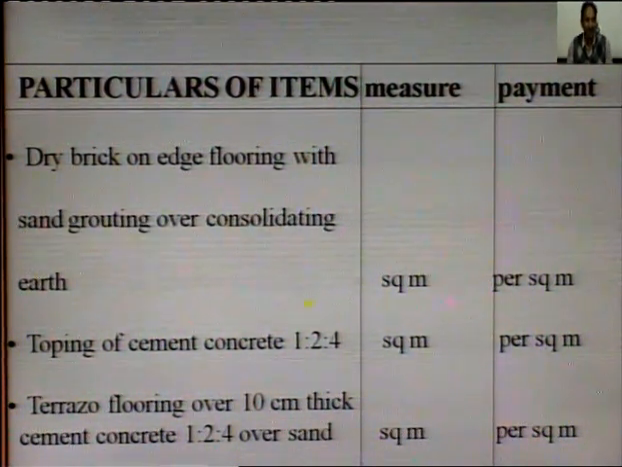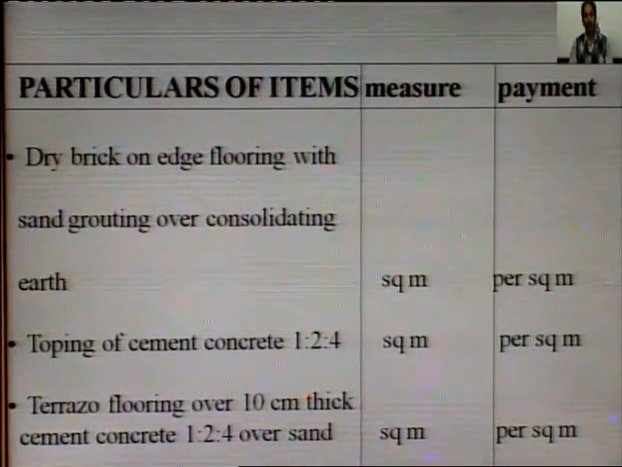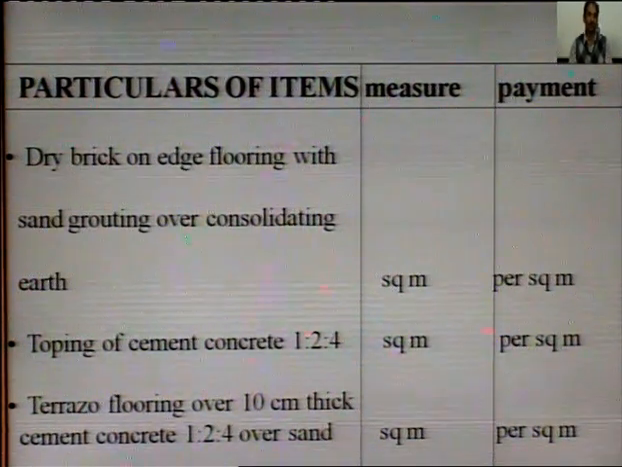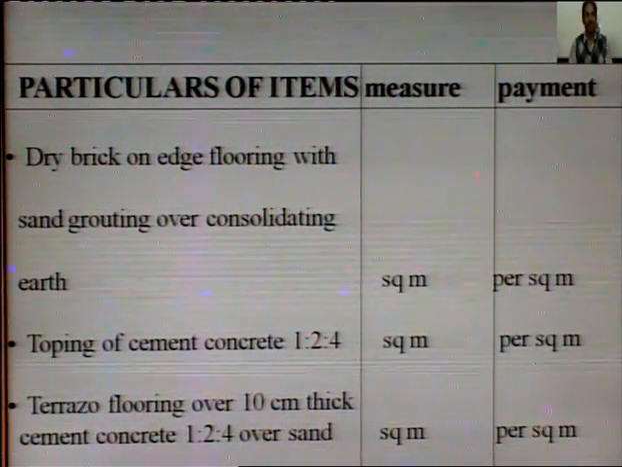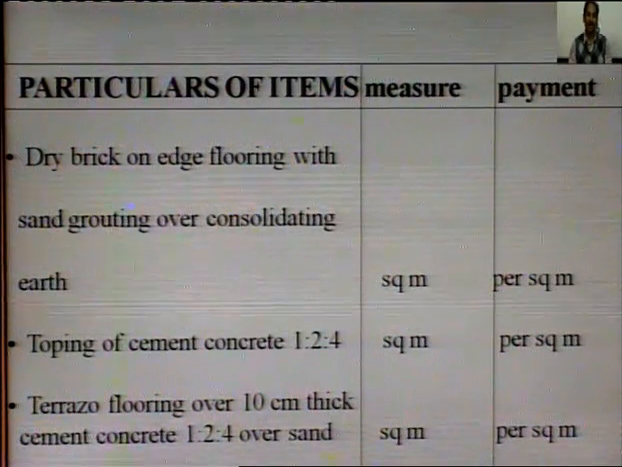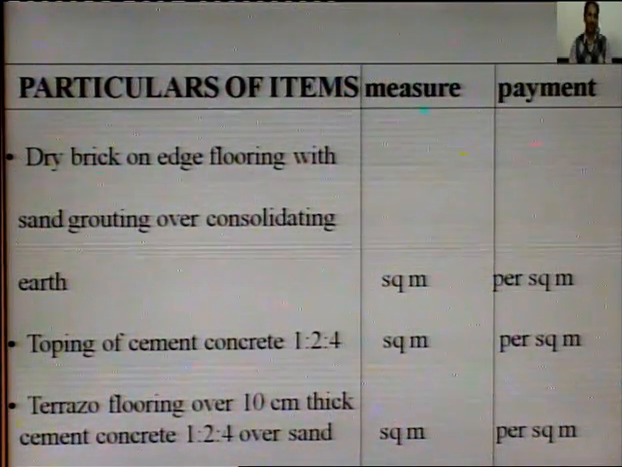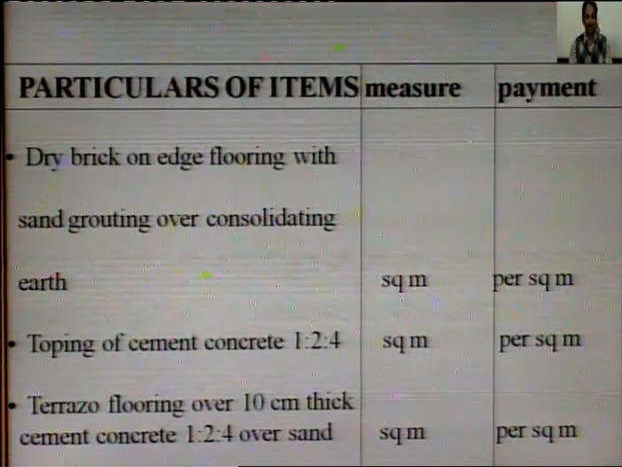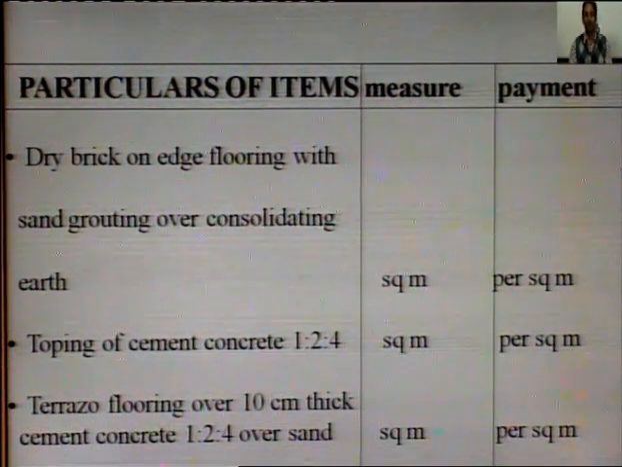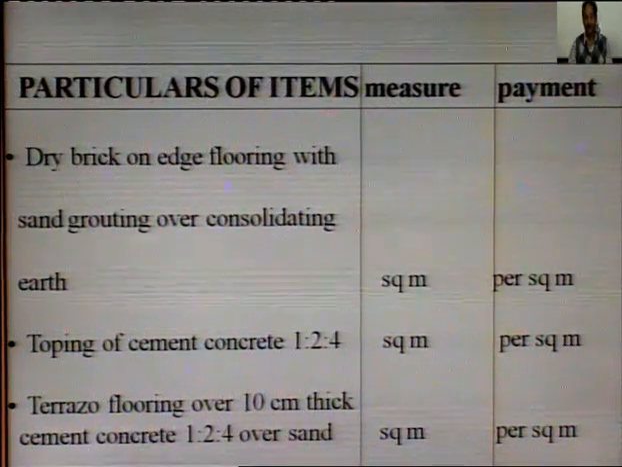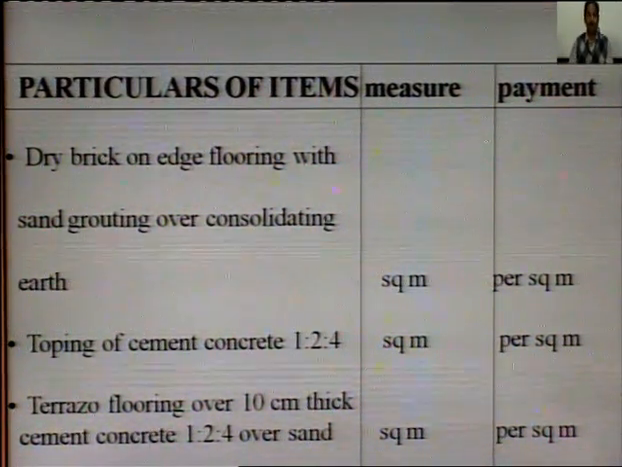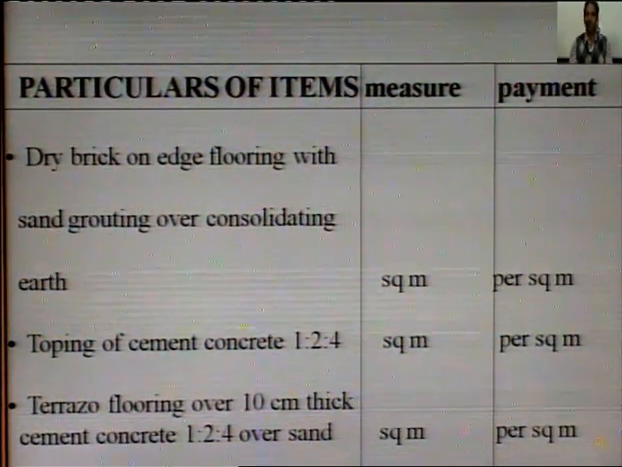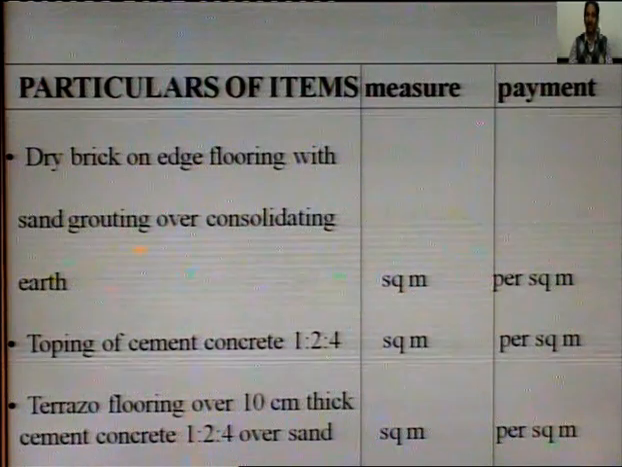And then other item, terrazzo flooring. Terrazzo flooring means marble chips and white cement are used. White cement and marble chips are used. So, in the case of terrazzo flooring, over 10 centimeter thick cement concrete 1:2:4 over sand layer. So, your terrazzo flooring is measured in square meter and your payment is done per square meter.